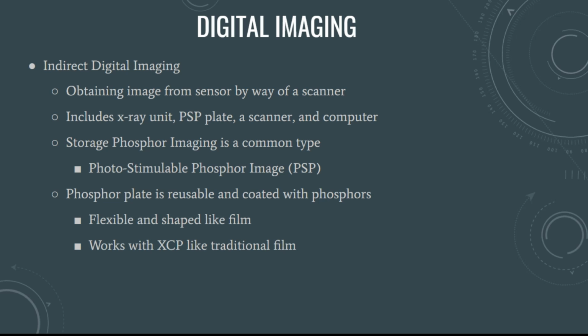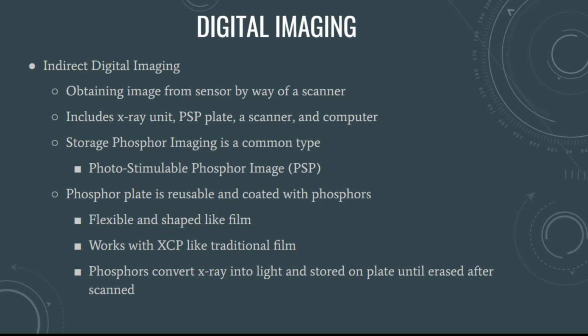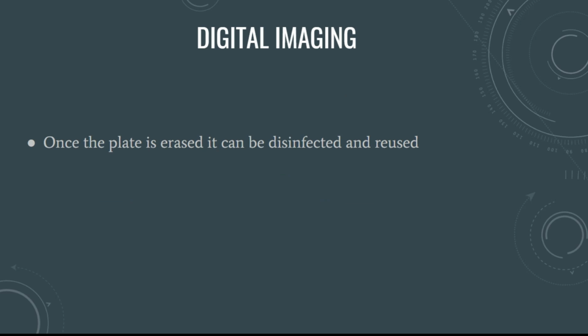And it's going to work with XCP like traditional film, but the phosphors on the plate convert X-ray into light and store it on the plate until erased after scanned. So X-rays come in contact with the phosphors on the plate, it's transferred into light, then the image is stored on that plate until it's erased after you've completed the next step, which is scanning it. So once that plate is erased, it can be disinfected and reused. Unlike traditional film, where once it's used, it's done, it has to go in the trash.